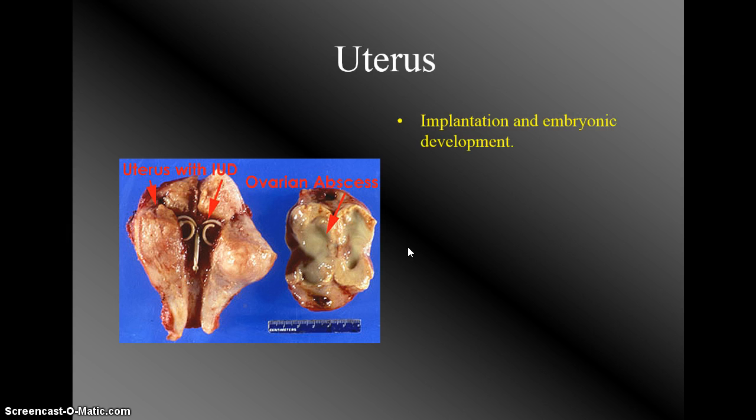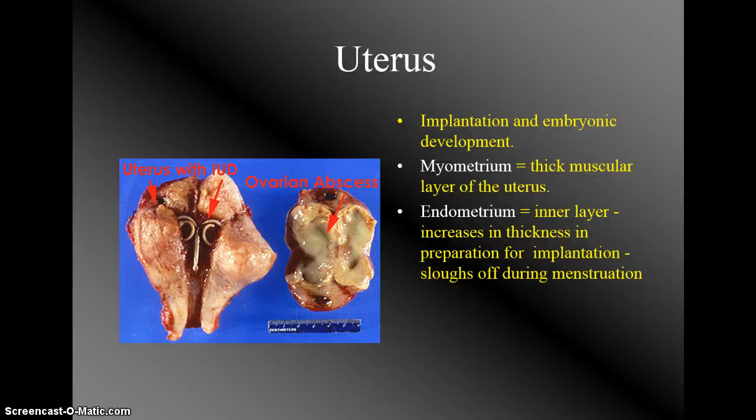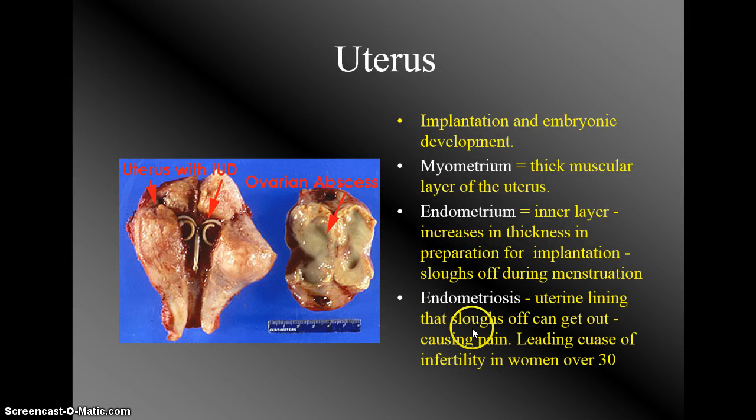The uterus is where implantation and embryonic development occur. The myometrium is this thick muscular layer of the uterus. The uterus is going to contract monthly during a woman's period or during labor. The endometrium, this is a layer that increases and decreases in size based on hormonal responses on a monthly basis. It's also where implantation is going to take place of the developing embryo if fertilization takes place.